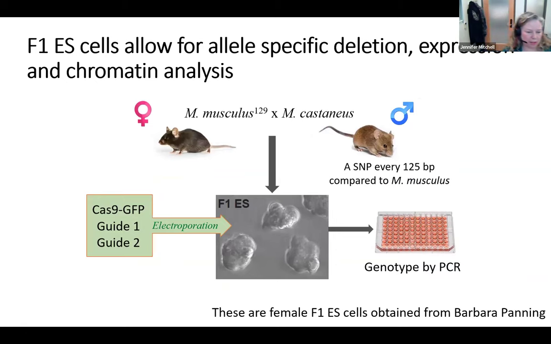We also made use of another system that was at our disposal, which are these F1 mouse embryonic stem cells that are generated by mating a musculus 1-9 mouse to a castaneous mouse, and the resulting embryonic stem cells from that cross have a single nucleotide polymorphism on average every 125 base pairs in the genome, which then allows us to identify deletions to an allele by parent of origin, and also to look at allele-specific gene expression. So we can really study how enhancers work by looking at a monoallelic deletion of an enhancer and looking at how that modifies expression of linked genes on the same chromosome. And these cells are actually female embryonic stem cells, and we originally obtained them from Barbara Panning, who had been using them to study exon activation.